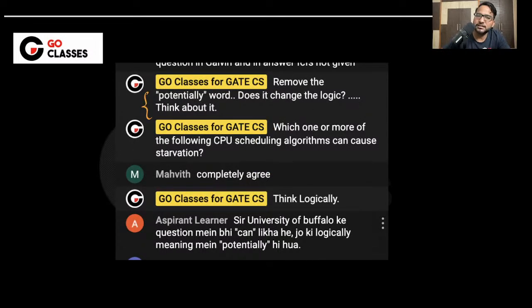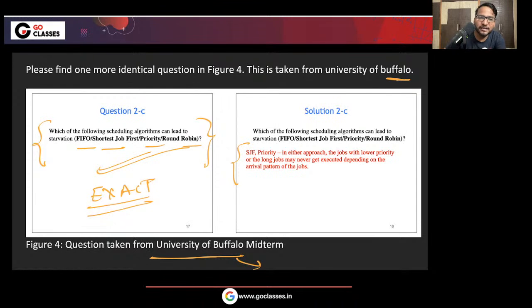Do you think it will change? And since the University of Buffalo is also saying "can" also means "potentially," right? That's very true. This University of Buffalo here is saying "can lead to." They are saying "may not." I mean, what does "potentially" have to do here? This is my question.